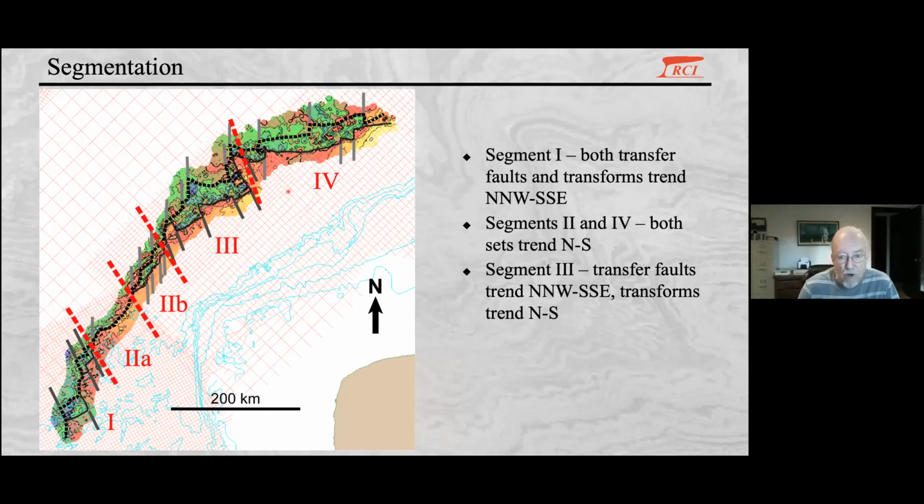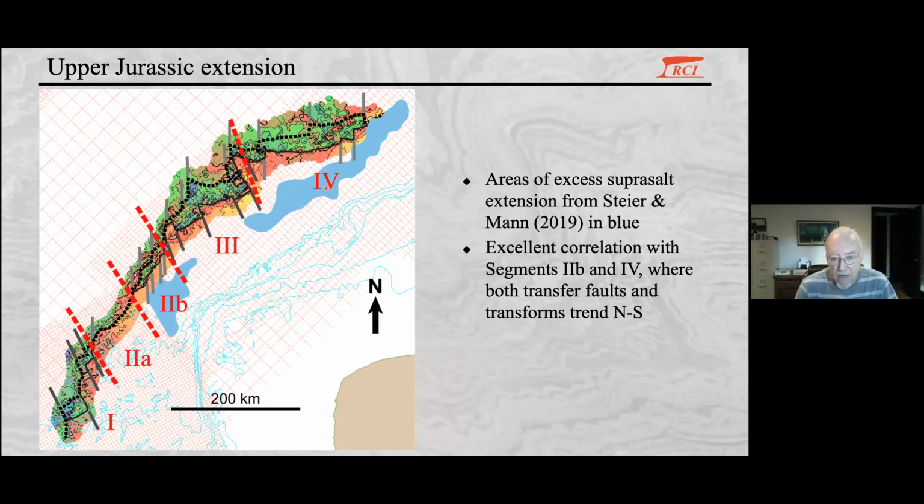Interestingly, there's a beautiful correlation with that excess supersalt extension. This is where it was mapped out by a student, Steyer, working with Paul Mann. And he just mapped out that there was excess supersalt thin-skinned extension here and here. This was the edge of his data, but not in here. And that matches beautifully the two areas where both trends are north-south and not this one.